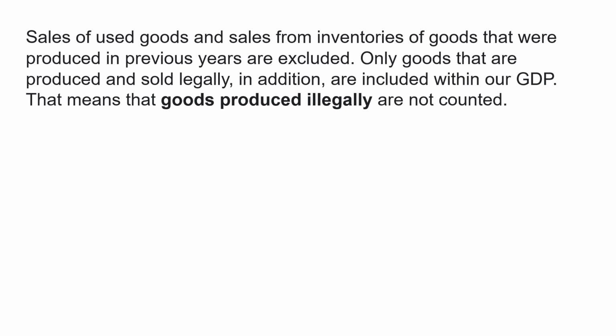Sales of used goods and sales from inventories of goods that were produced in previous years are excluded. Only goods that are produced and sold legally are included within our GDP. That means that goods produced illegally are not counted. Which things cannot be counted in GDP? The sales of goods produced in a previous year are excluded, and so are goods that are not sold legally. Illegally produced goods are not counted in GDP. Remember which goods are included in GDP.